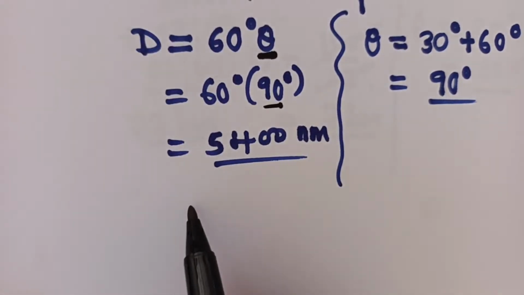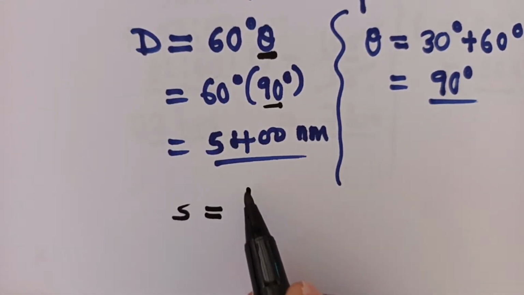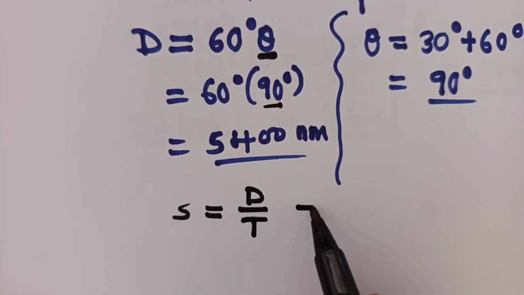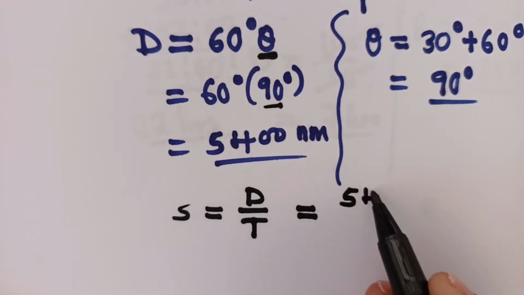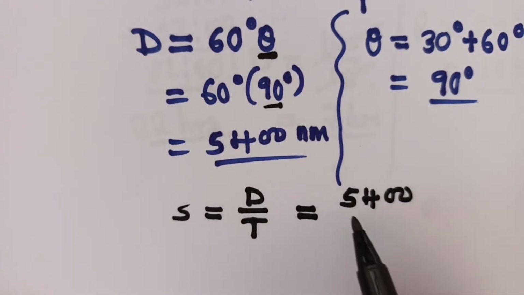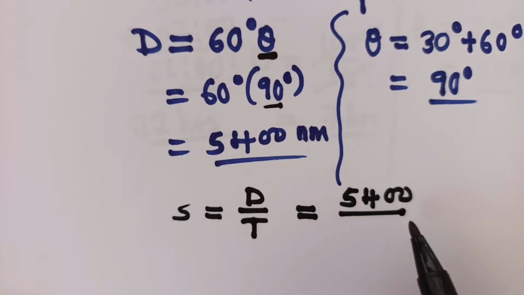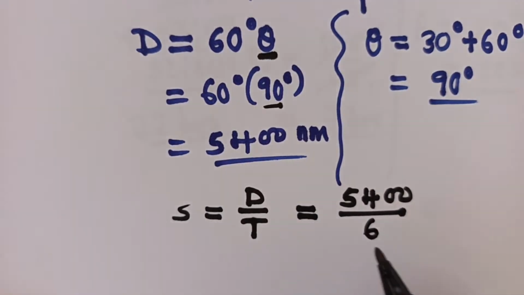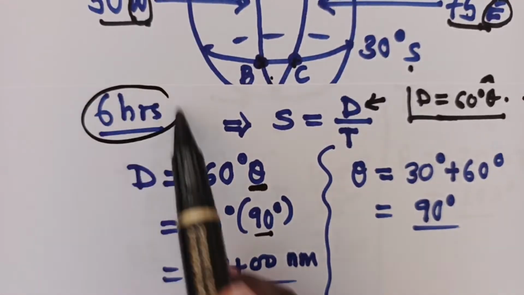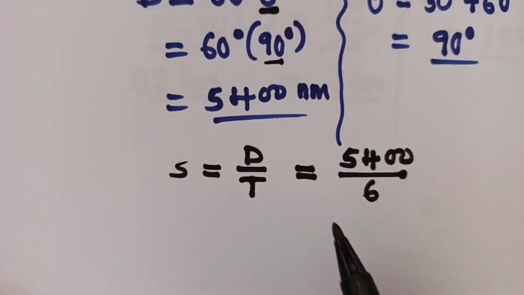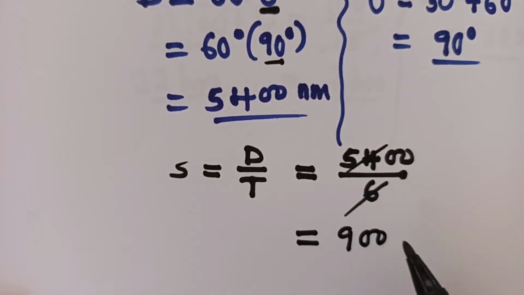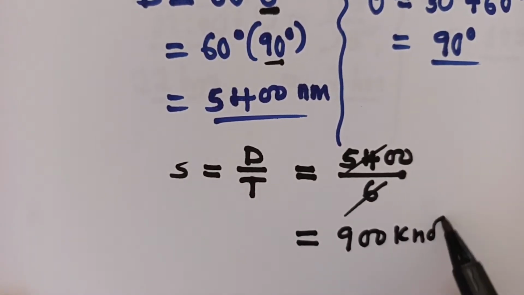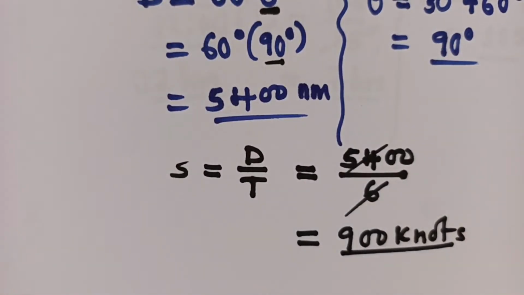We can now say speed is equal to distance over time. What is our distance? It's 5,400 over what is our time? It's 6 hours. They said 6 hours in the question. And then when we divide this into this, it's giving us 900 knots. So the speed there is 900 knots.